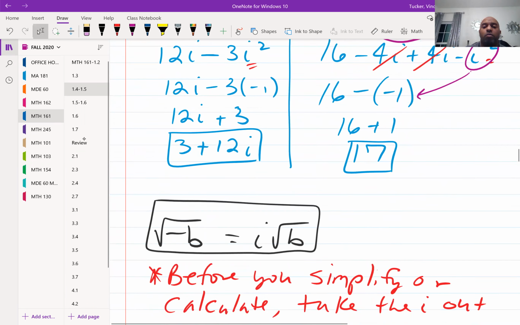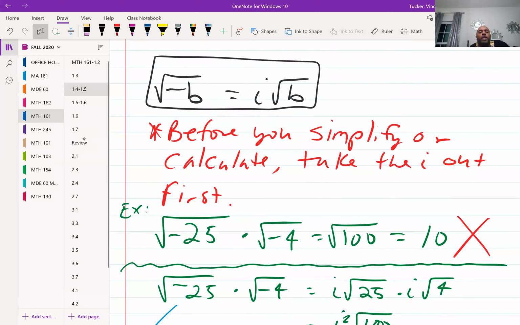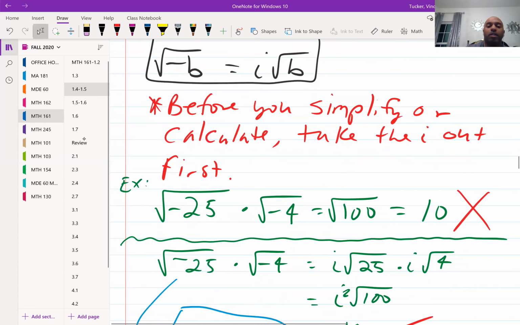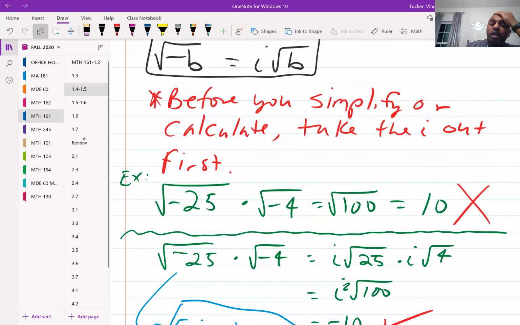All right, one more type of problem and then we'll be done for today. Here we have the square root of negative b, just emphasizing that that is i square root of b. So before you simplify or calculate, always remember to take the i out first. If you look at this example in green, we have the square root of negative 25 times the square root of negative 4. What you could do is multiply what's under the radicals, called the radicand. Negative 25 times negative 4 is positive 100. Square root of 100 is 10. So that is incorrect. The first thing we need to do is take out the i first.